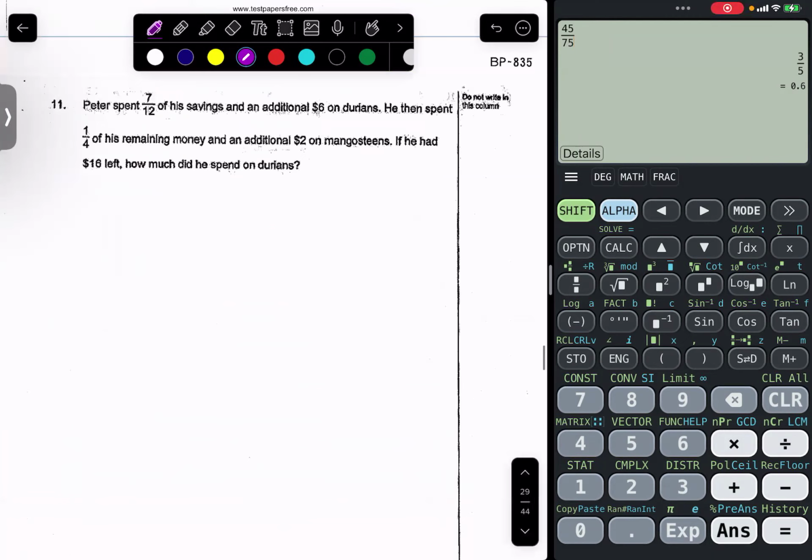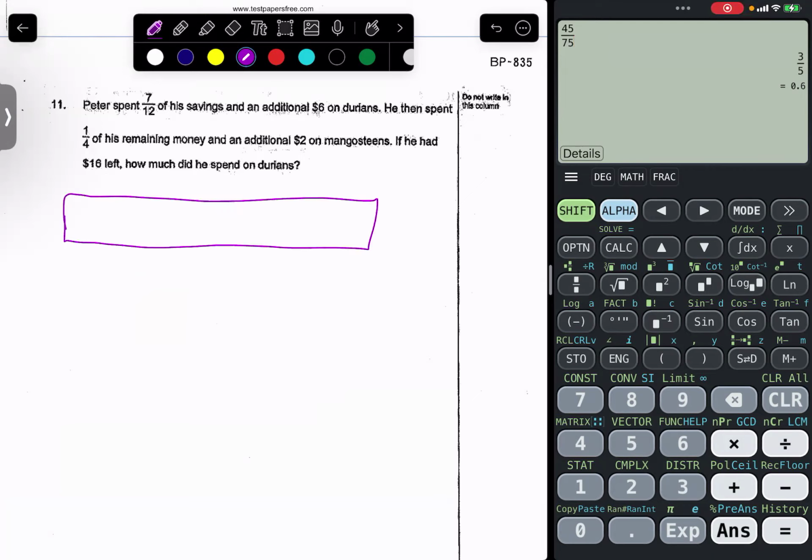Okay. Question 9. Peter spent 7/12 of his savings and an additional $6 on durian. He then spent 1/4 of the remaining money and an additional $2 on mangosteen. If he had $16 left, how much did he spend on durian? This is remainder type 3. Okay, so what I'm going to do here is start off by drawing a big model.